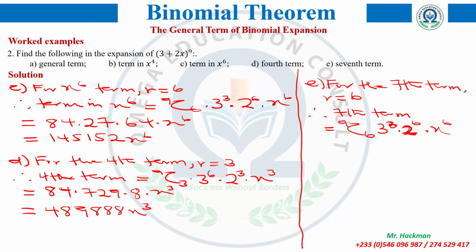Prof. Robert, are you fine? You may give me an answer even if you're not sure it's correct. You can use your calculator to get the coefficient straight away: 9 combination 6 times 3 cubed times 2 to the power 6, though you don't do that in your presentation. Get each value. The answer is supposed to be 145,152 x to the power 6. So that's the right answer.